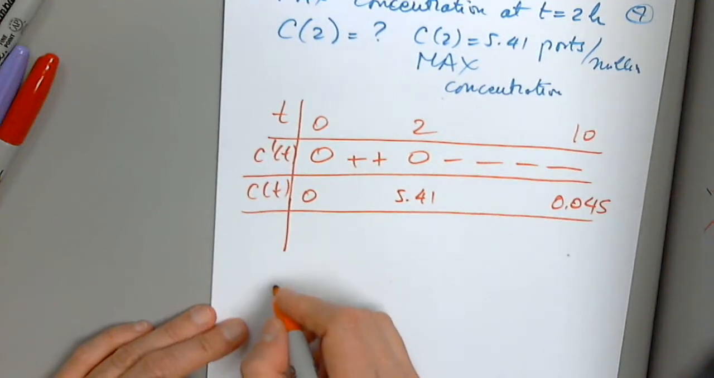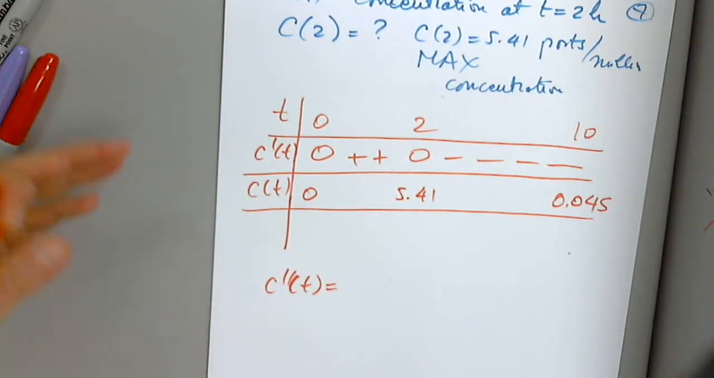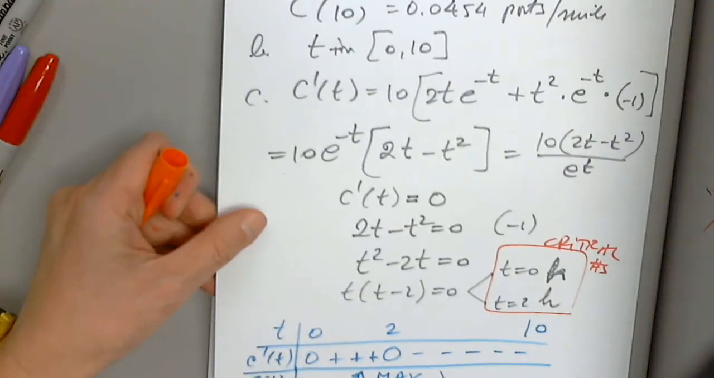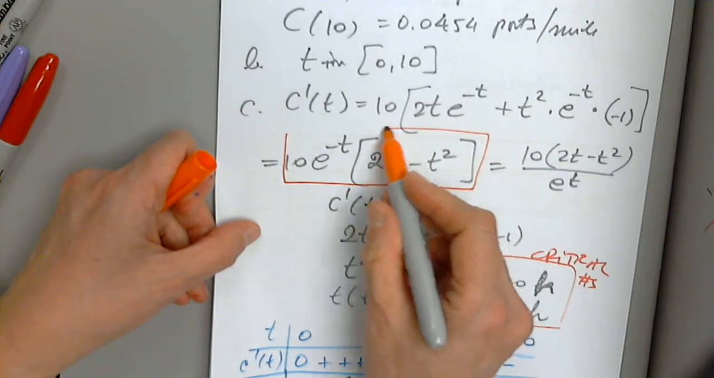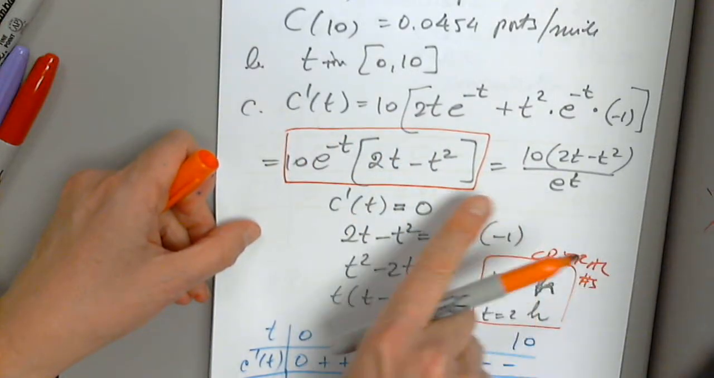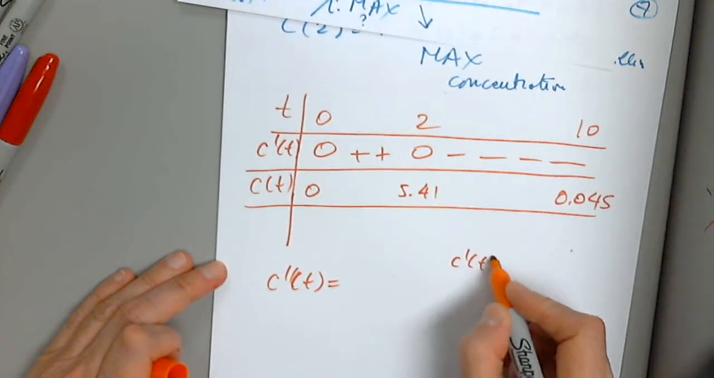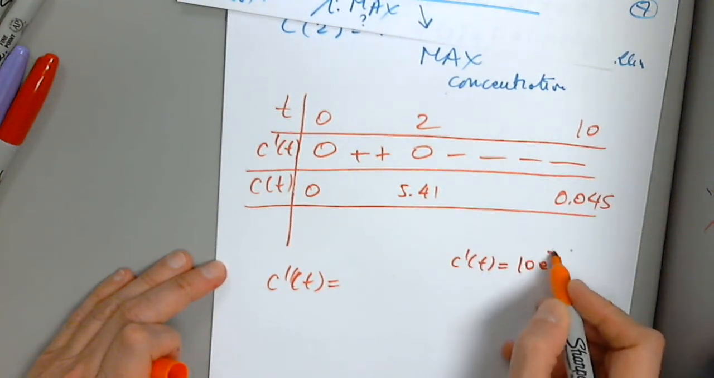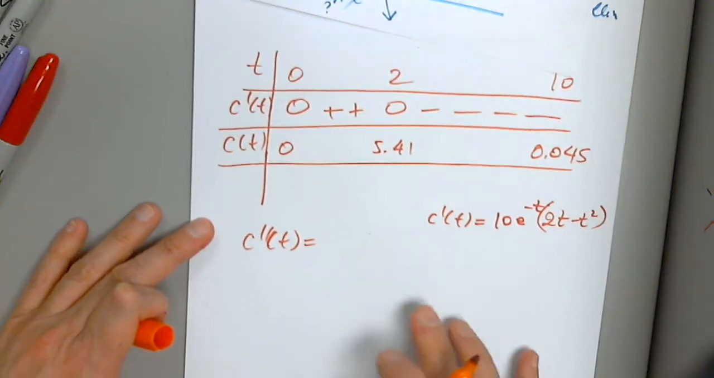Okay, so now let's determine the second derivative. This is our first derivative, and this is what I'm going to differentiate. Not that, but this. So let me copy it here. c prime of t equals 10e to negative t times (2t minus t squared). Ready?